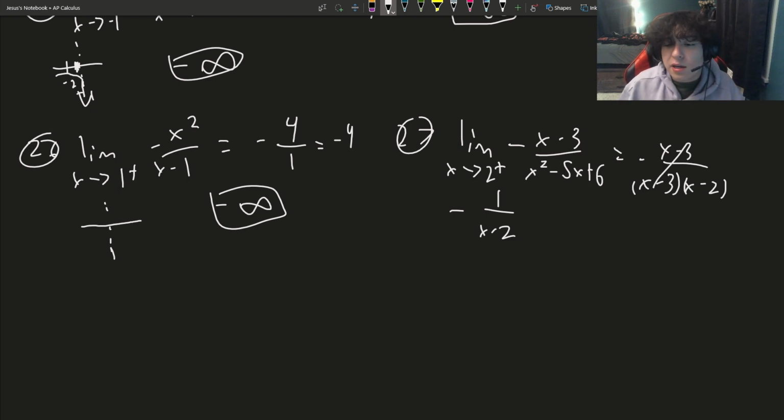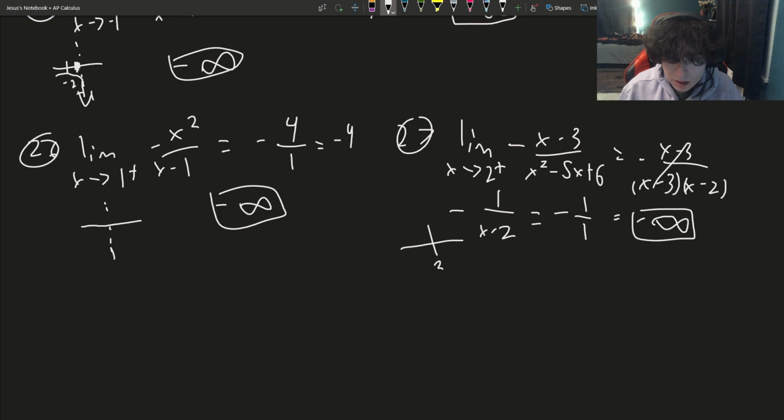But let's say in our head, we know that you can't plug in 2, and you choose from the right. So then you would choose 3. Let's say we plug in 3, we would get negative 1 over 3 minus 2, which is 1. And that's a negative number, so it's going to be negative infinity. So all I did here was just a sign analysis test, 2, and then from the right, so you just choose the closest number, 3, and then 3 minus 2 is 1. You get it.